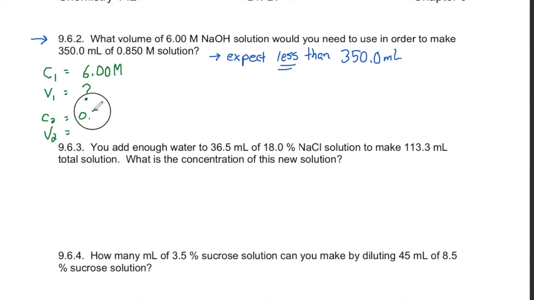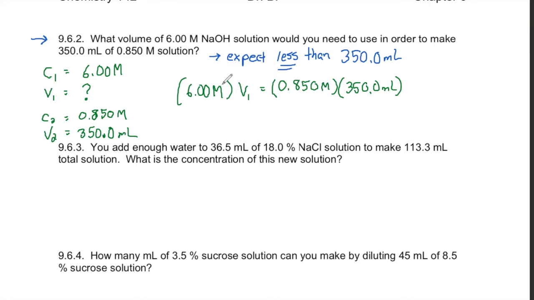Then the 0.850 molar solution, that's what we know we want 350 milliliters of. So those two numbers match. And if this were your C1 and your V1, that's okay as long as they're together. Because if they're together, they'll be on the same side of the equal sign, and that's what's important mathematically. So if you had switched and put these two on the right and these two on the left, that's okay as long as these two are together on the same side and these two are together on the same side.